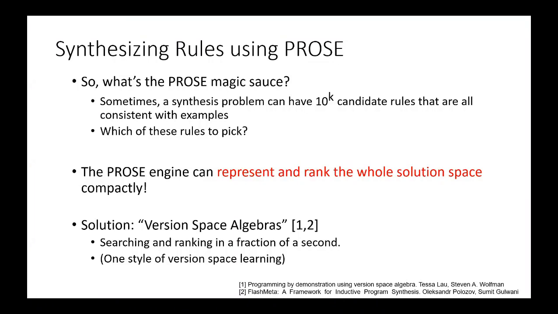I won't go into the whole advantages of programming by example, but the big thing we are able to do is represent the whole solution space for this problem. There are many different guards and transformations that are consistent with your example. What we can do well is represent and rank this whole solution space compactly. So we can pick the best program out of this huge solution space really quickly, in less than 0.2 seconds in most cases.